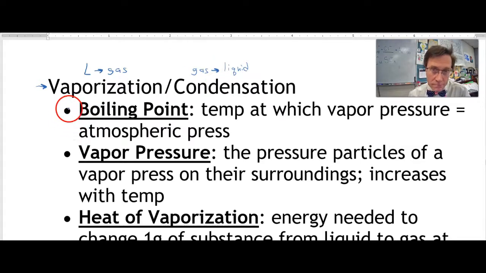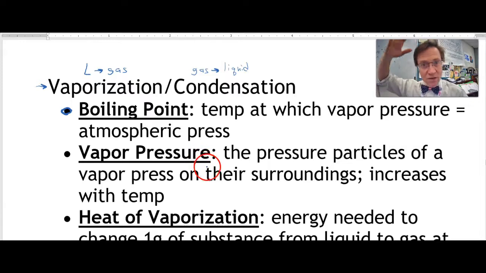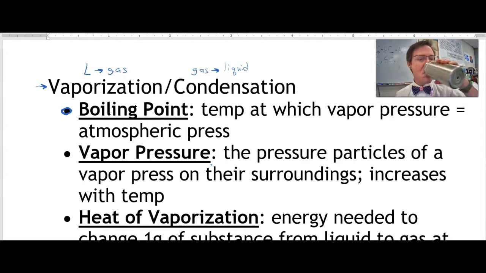But what we can say is that the boiling point is the temperature at which the vapor pressure equals atmospheric pressure. It's not a fixed temperature, unfortunately, because the atmospheric pressure can change with the weather, and that means that the boiling point can change. So what is the boiling point of water? It depends.